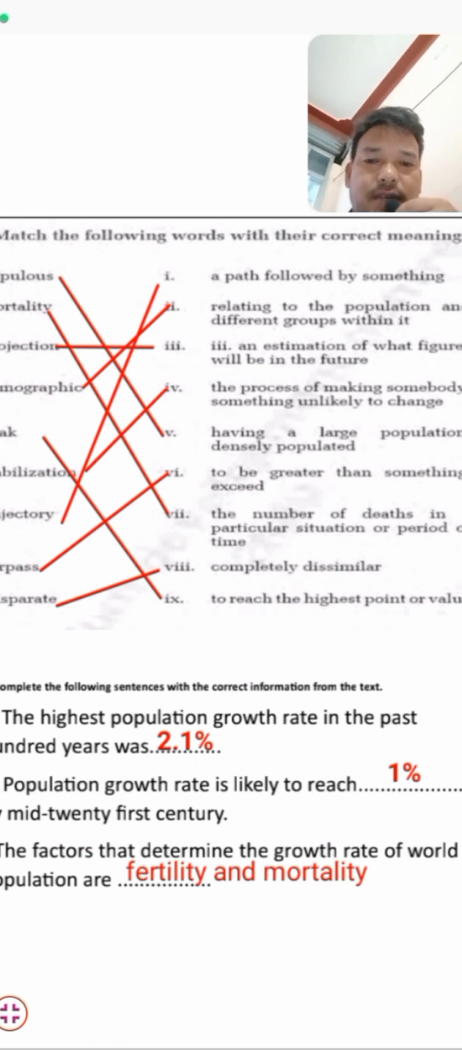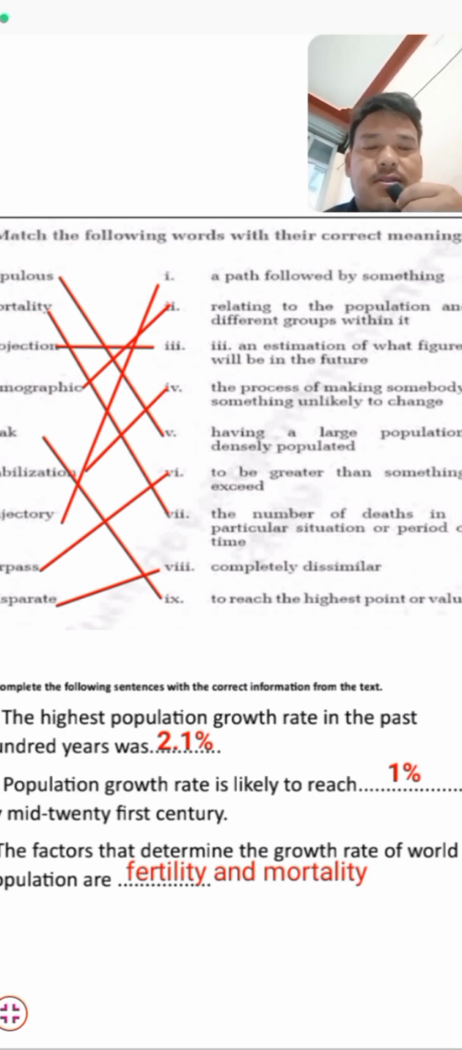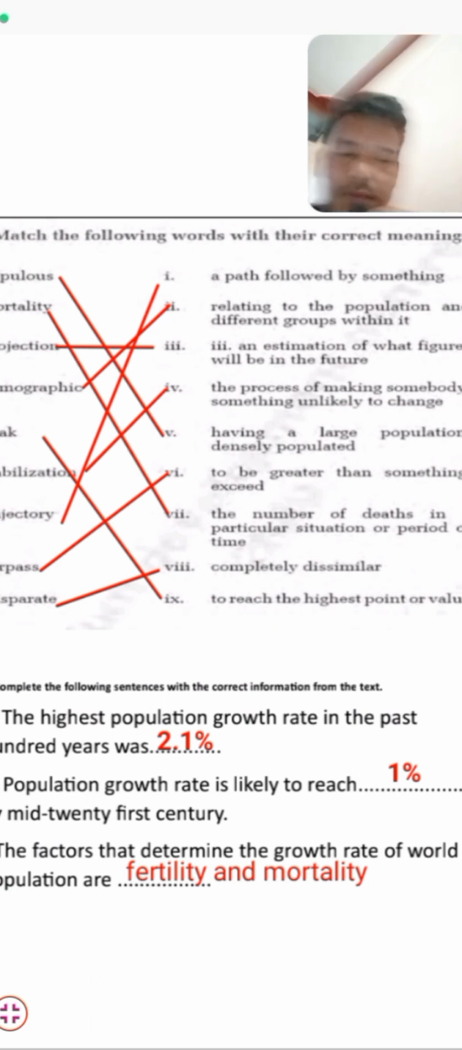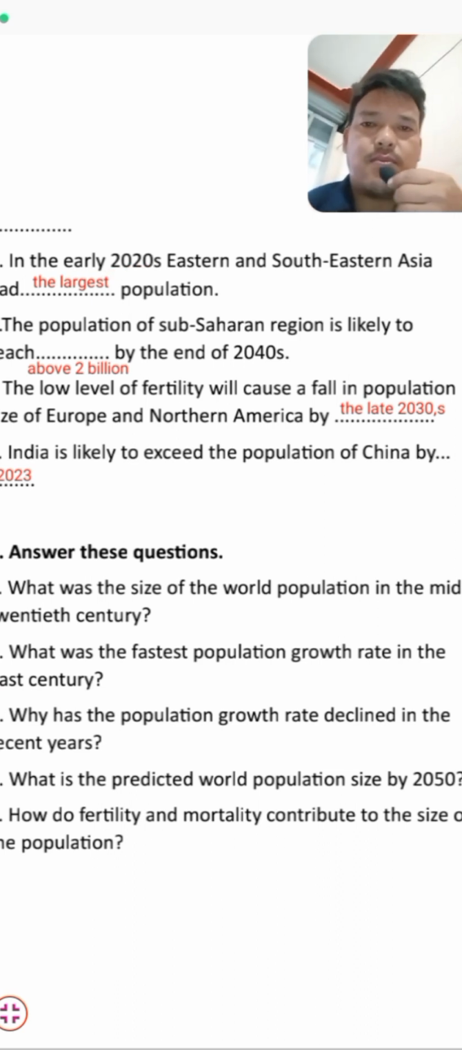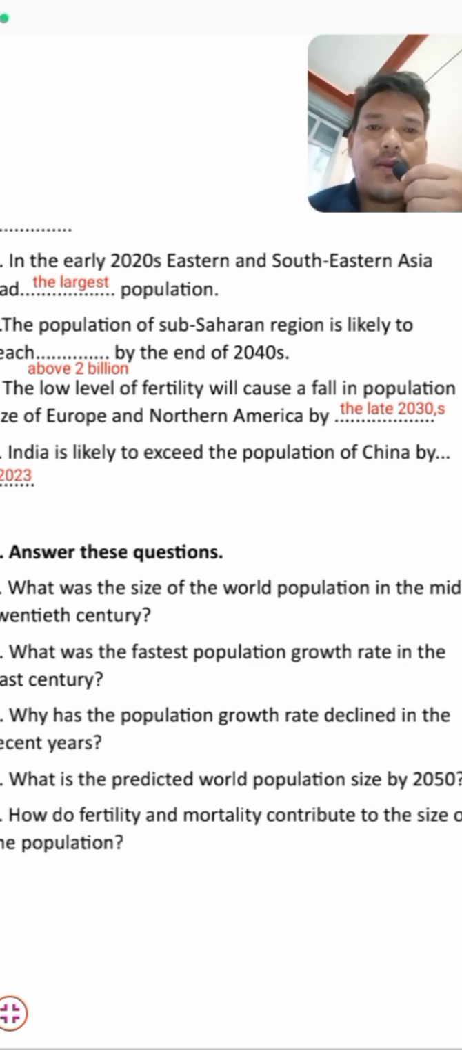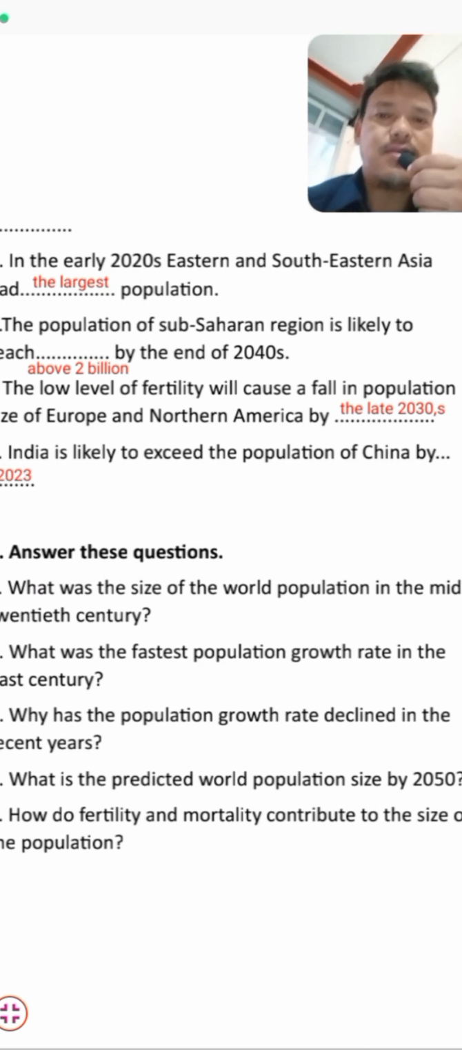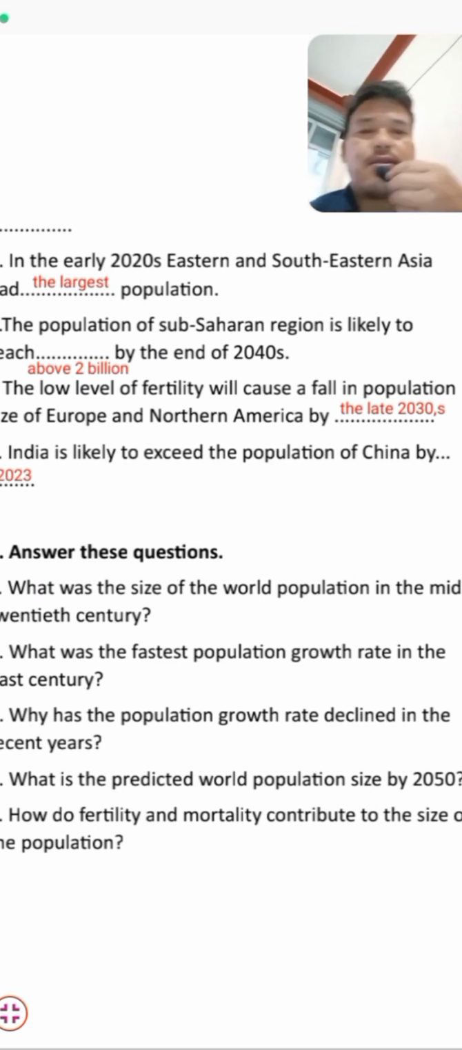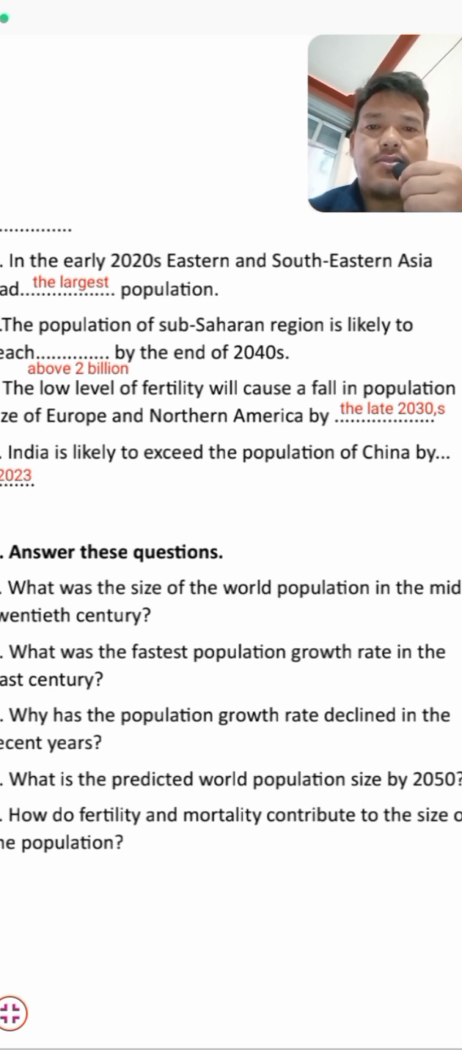And C is, the factors that determine the growth rate of world population are fertility and mortality. Fertility means, students, the birth rate, and mortality is the death rate. Move to the next, students. Next one, D number. In the early 2050s, Eastern and Southern Asia had the largest population. And E number, the population of the sub-Saharan region is likely to reach how much, students? It's about 2 billion by the end of the 2040s.